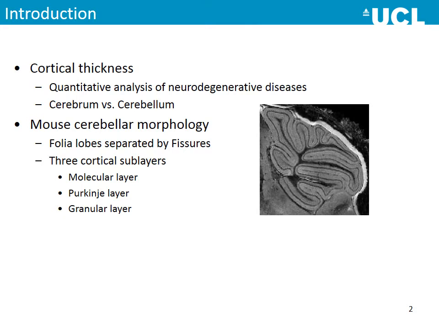The image on the right demonstrates the morphology of a mouse cerebellum. It consists of foliar lobes separated by fissure lines, similar to the sulcus and gyrus in the human cortex. There are three anatomical sublayers in its gray matter: the molecular layer, the Purkinje layer, and the granular layer.